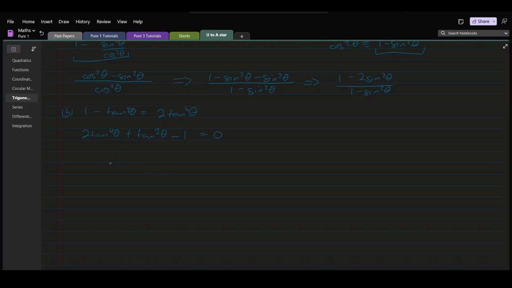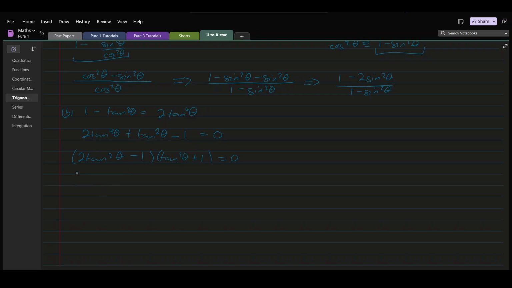So notice that this is a hidden quadratic. So we're going to solve our hidden quadratic by factorization. We've got 2 tan squared theta, and then we've got tan squared theta. So that's 2 tan squared theta minus tan squared theta to give us a positive tan squared theta.